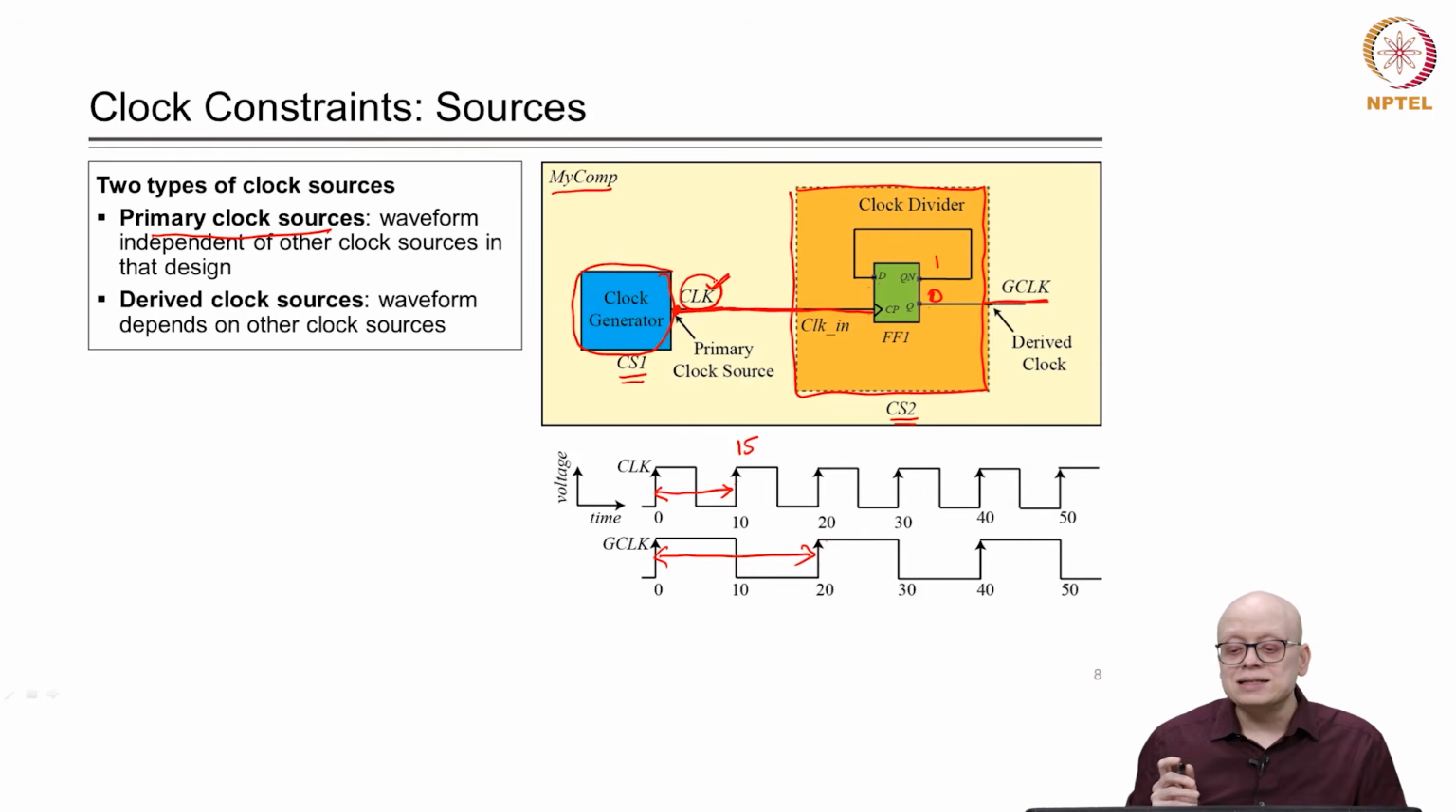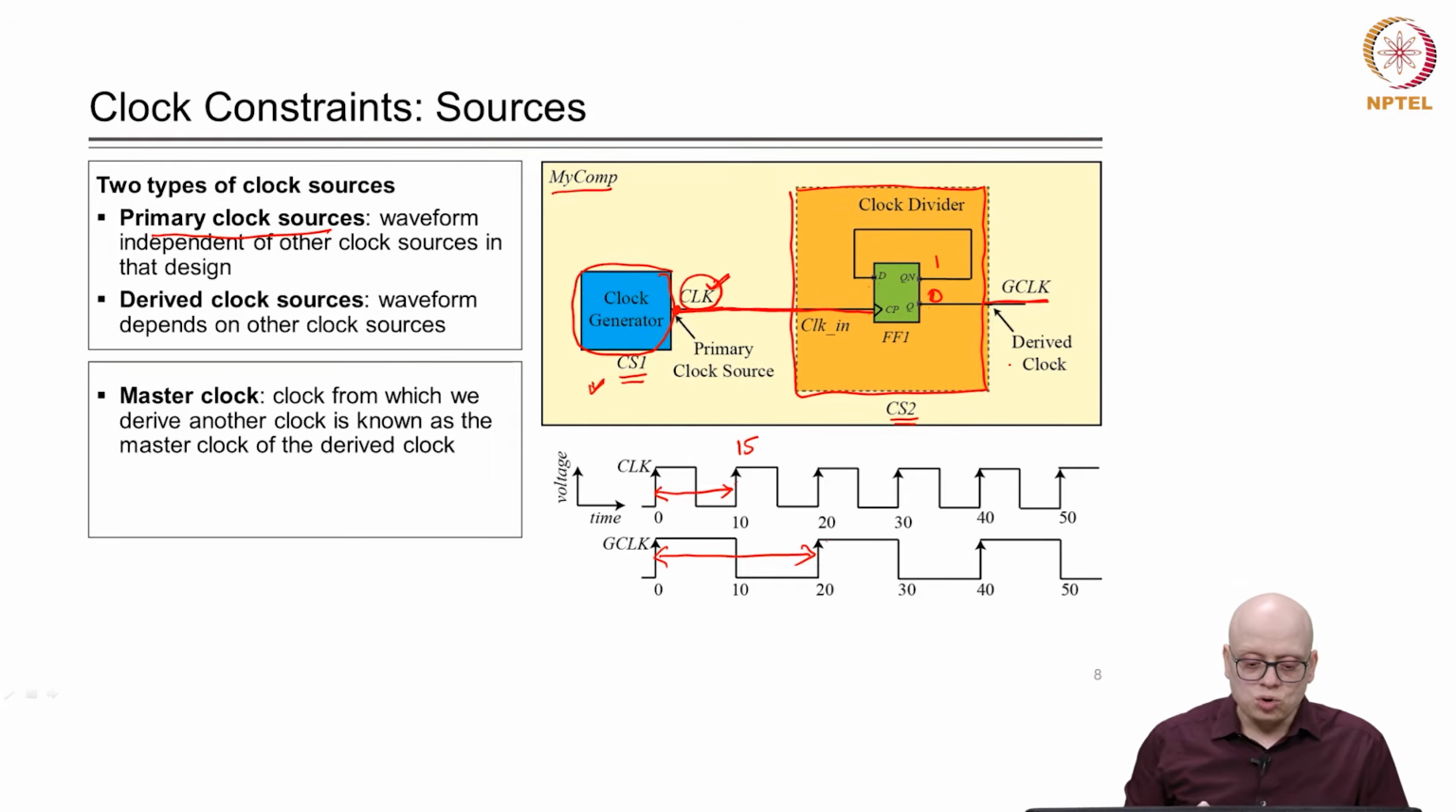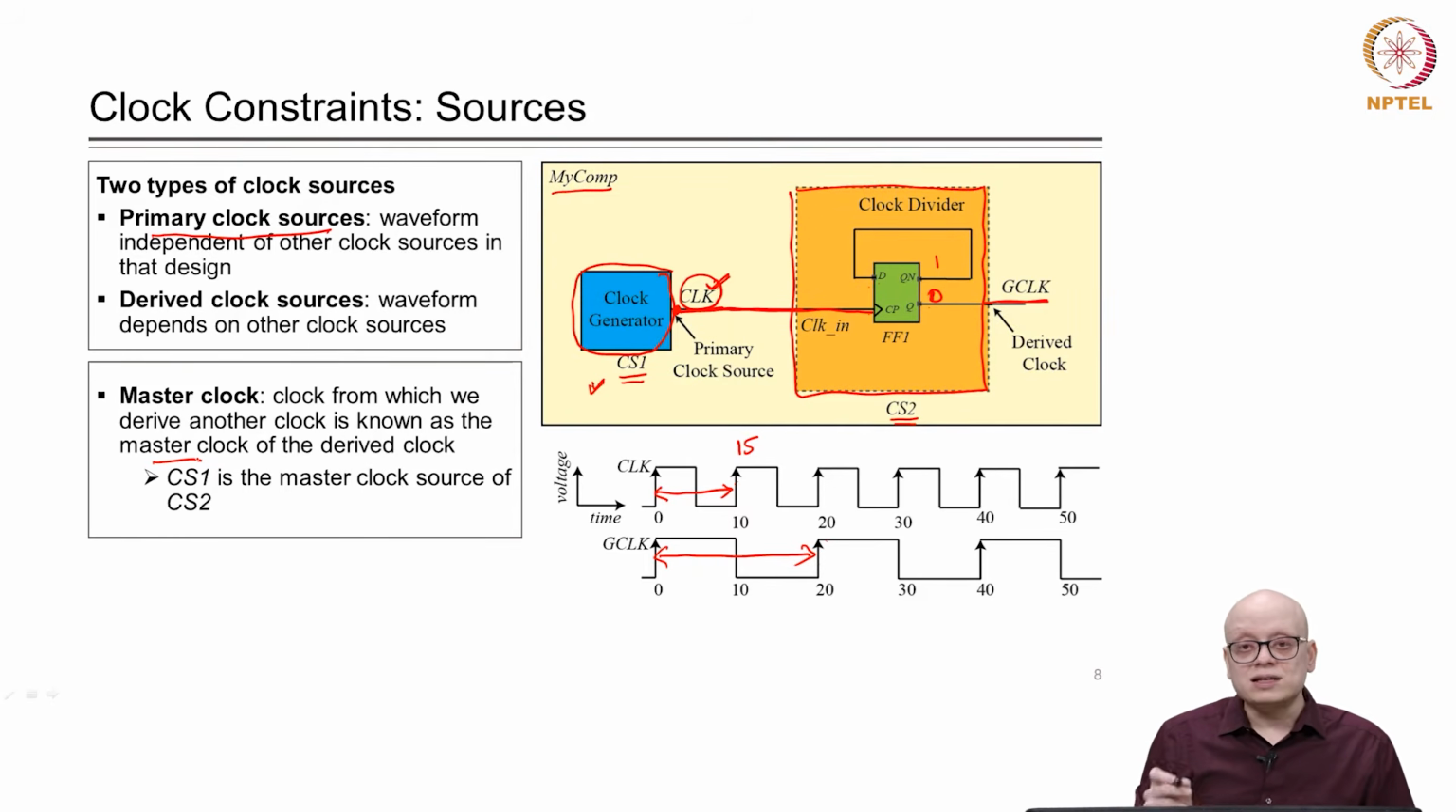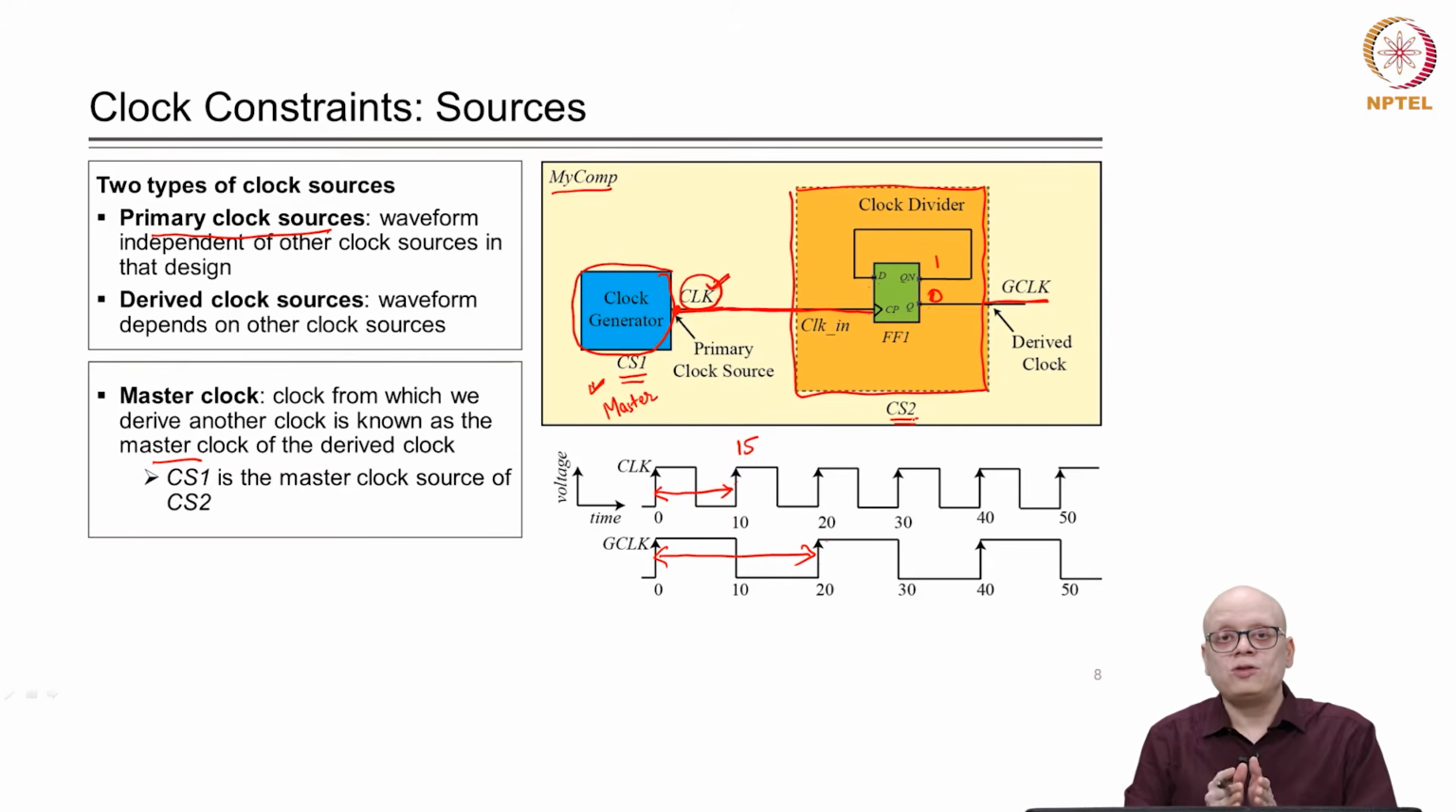So, CS1 is considered as the primary clock source, and CS2 is considered as the derived clock source or generated clock source. The clock from which we derive another clock is known as the master clock, and in this case CS1 is the master clock of the clock source CS2. Now, how do we give this information to the tool using the SDC file? Let us look into it.